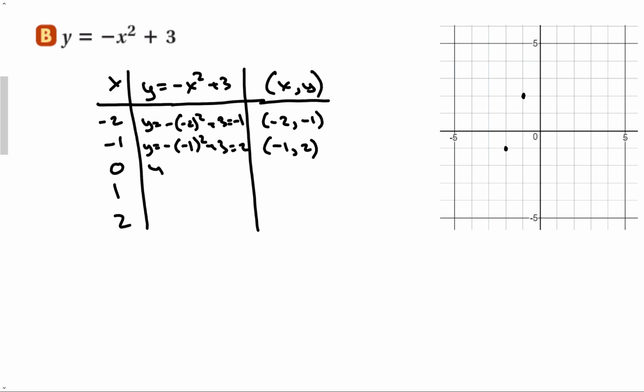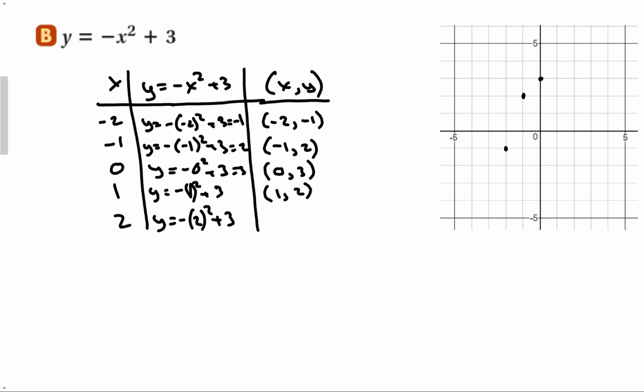If I plug in 0, that's pretty easy. We get -0 squared plus 3, which is 3. And I put a little dot. And then 1 and 2 are going to be similar to the first ones. They'll be -1 squared plus 3. And of course, we're squaring the 1 first, so it gives me positive 1. Make the answer negative. Exponents come first, and we get 1, 2. And for this one, we're going to get -2 squared plus 3. It's going to give me the same answers as before.